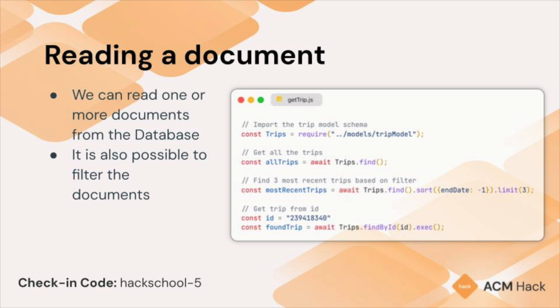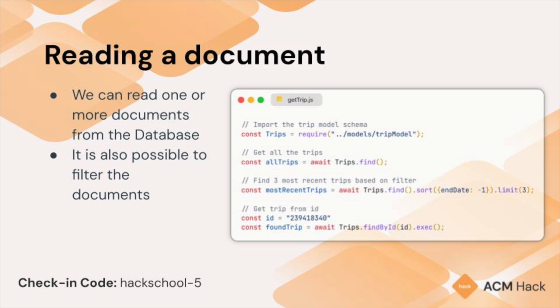And then something else you can do, which you won't be doing for the activity, but just for curiosity's sake, is get the most recent trips. This finds the three most recent trips based on a filter. Here you can see we get all the trips, but then we sort them by the end date. This sorts it, I think descending, so you're able to get the most recent trips in your database. And then you can limit it so that it only grabs three entries from your database.